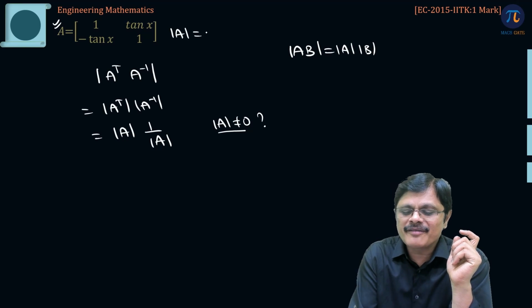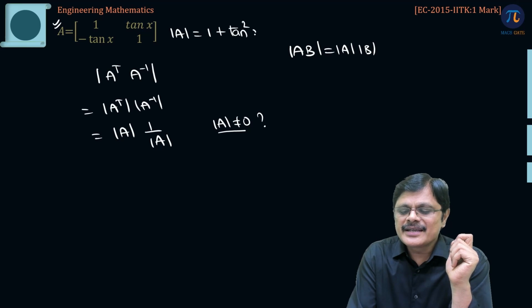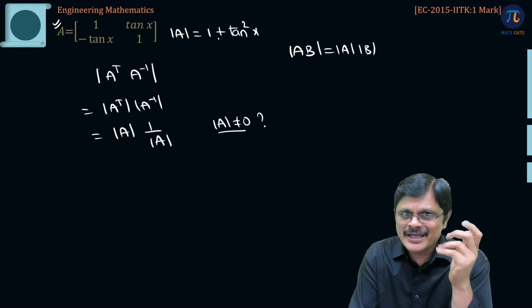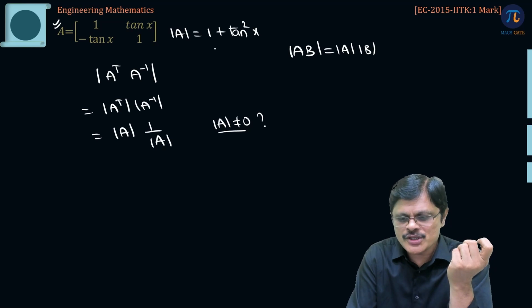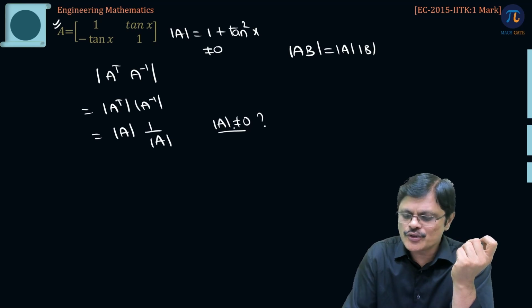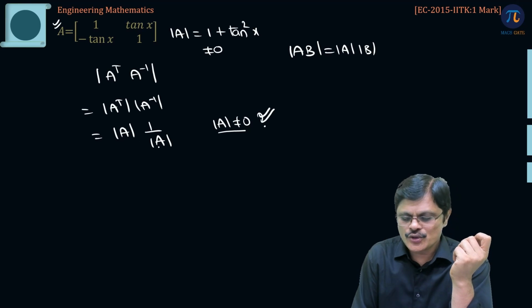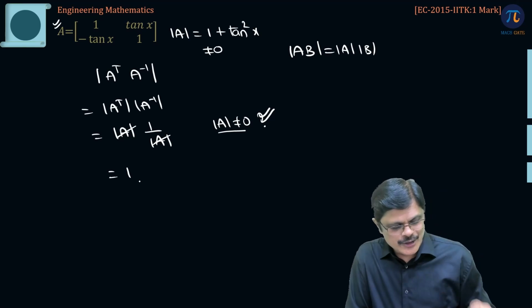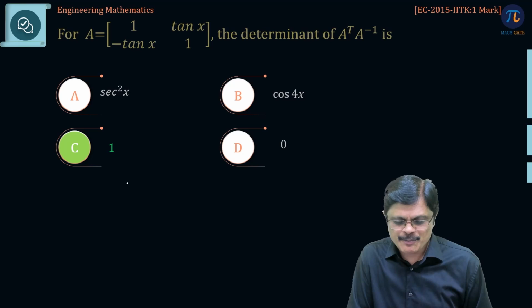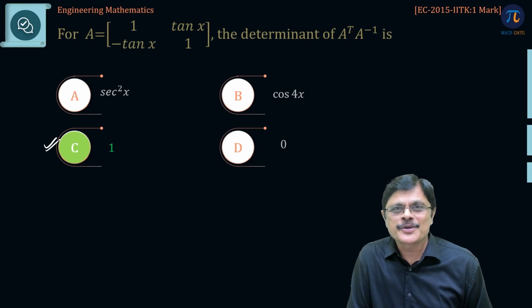What is det A, my dear friends? It is 1 plus tan square x. See, tan square x is positive, and 1 is non-zero. So 1 plus some positive value will definitely be non-zero. So det A is definitely non-zero. Yes, it is, so I can write like this. These two get cancelled. The answer is 1. So the correct answer for this problem is 1, which is option C.